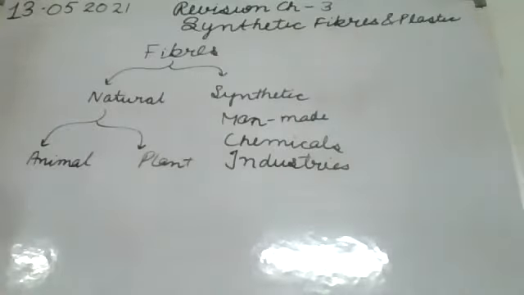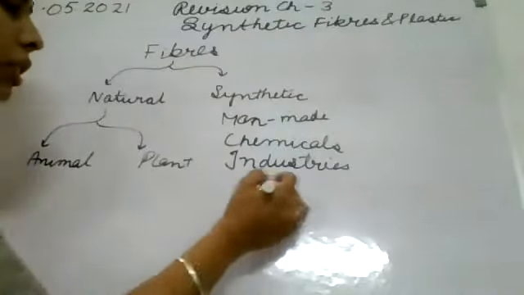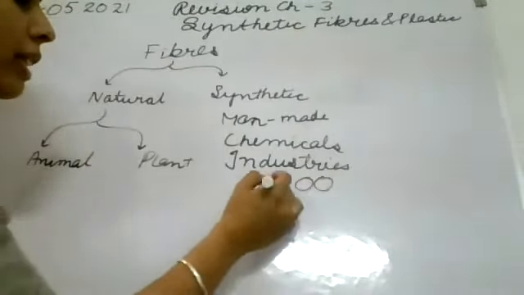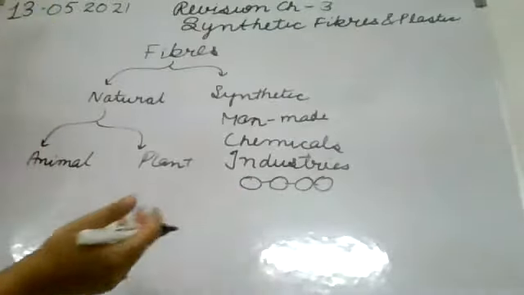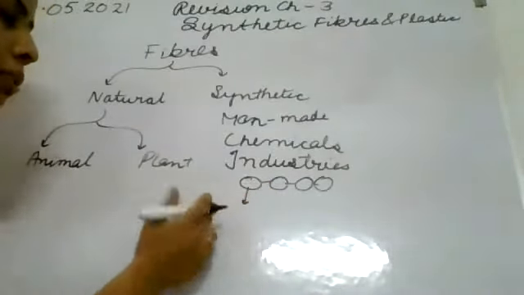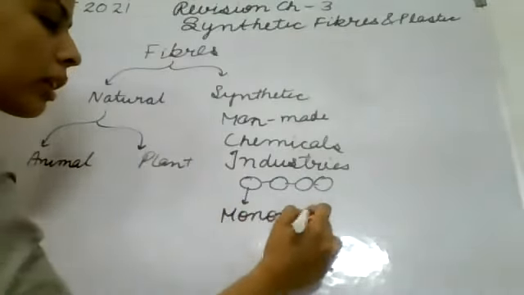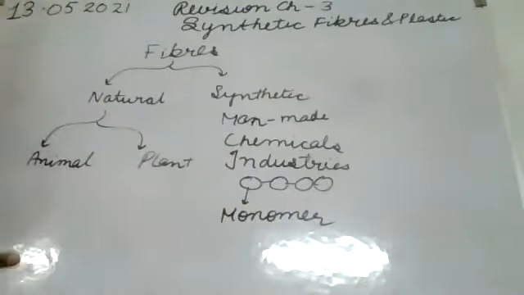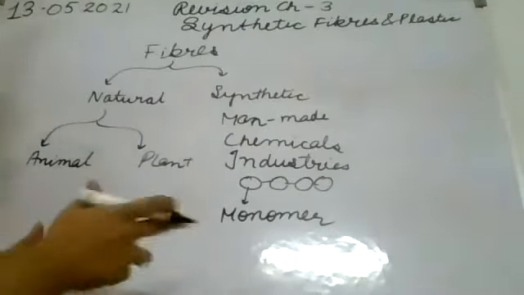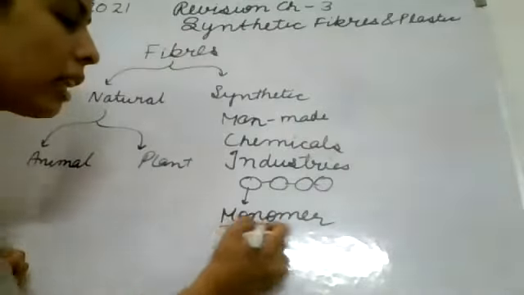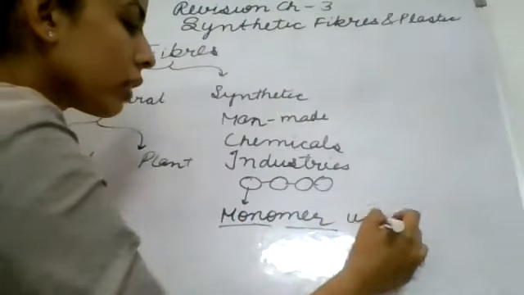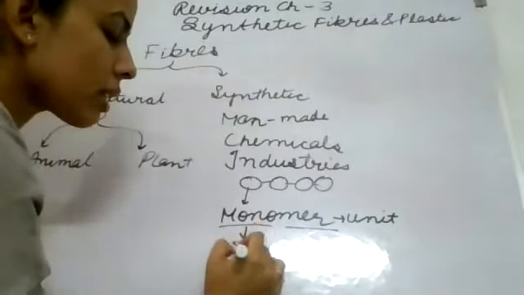Okay, please open page number 32. In the starting, the topic is what are synthetic fibers. These synthetic fibers are made of small units. For example, for making a necklace, small beads are used. These small beads are called monomers. Similarly, by joining so many units, we get a synthetic fiber. Here mono means single and mer means unit.